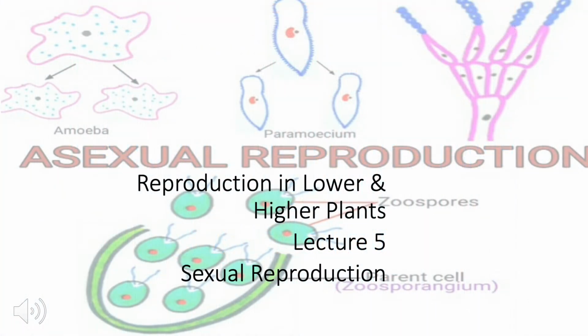In my last lecture, that is in lecture 4, we have studied about structure of microspore, development of male gametophyte and structure of anatropous ovule. So today in lecture 5, we will deal with the remaining part of the chapter.